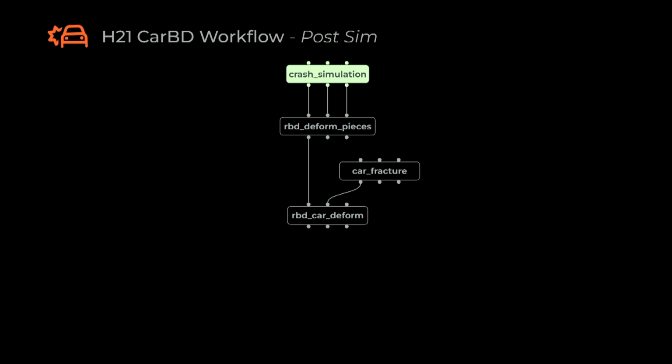Moving on, after your crash simulation, you could use the RBD deform pieces that allows you to deform your metal. And then you can use the RBD car deform, which again allows you to squish the tires, bend your suspensions. And for that, you would need your car fracture this time as your reference geometry. And you see there's a blank third input for the car deform. That would basically be your height fields if you're using anything for your terrain.